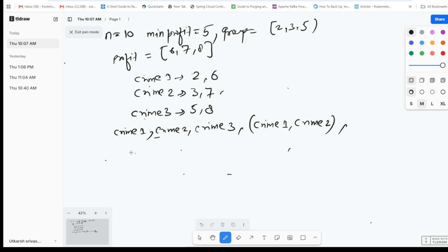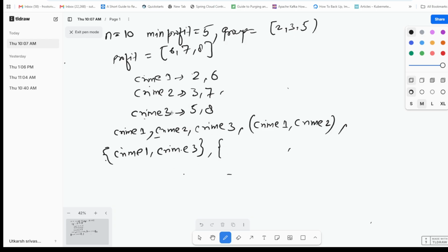Another can be performed, 1 and 3, 5 to 7. Yes, we can perform that also. So crime 1 and crime 3 also we can perform. So how much? 1, 2, 3, 4, 5, till now 5.